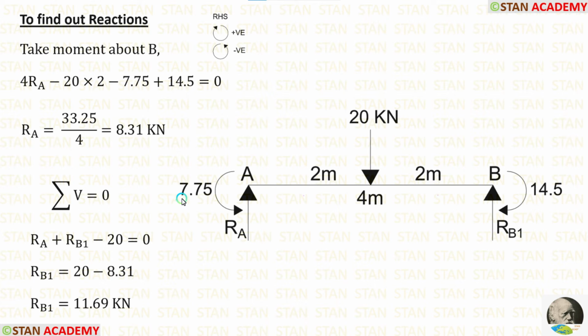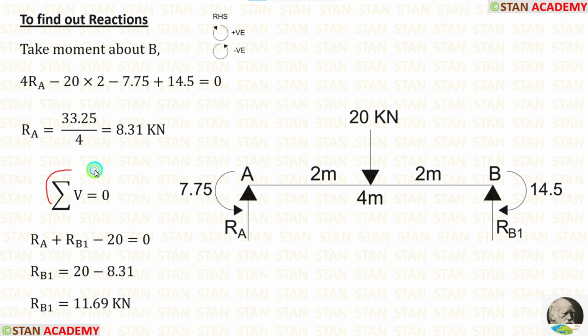Then there are two moments. 7.75 moment is acting in the anticlockwise direction, so it will be negative. 14.5 moment is acting in the clockwise direction, so it will be positive. Finally, for RA, we are getting 8.31 kN.